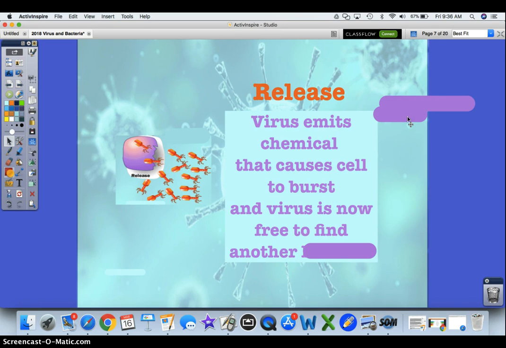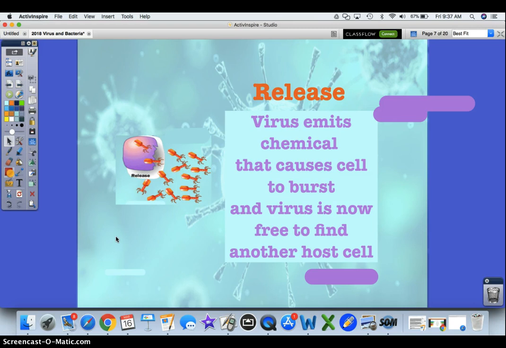And the virus is now free to do what? Find another host cell. Awesome. I'll repeat. The virus emits a chemical, causes the cell to burst, and now the virus is free to find a new host cell. And how many viruses are out? A lot.